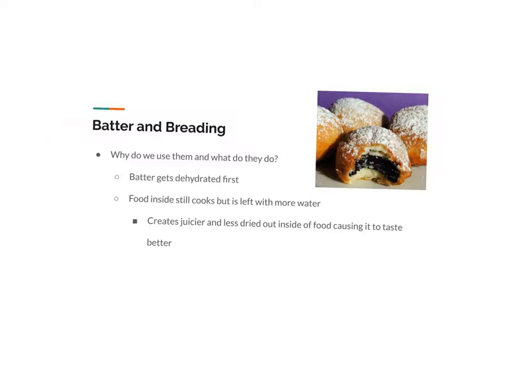Batter and breading. Why do we use them, and what do they do? So the batter gets dehydrated before the rest of the food on the inside. This allows the food on the inside of the batter to stay moist. So the food inside still cooks but is left with more water. This creates juicier and less dried out inside food, causing it to taste better and less dry.